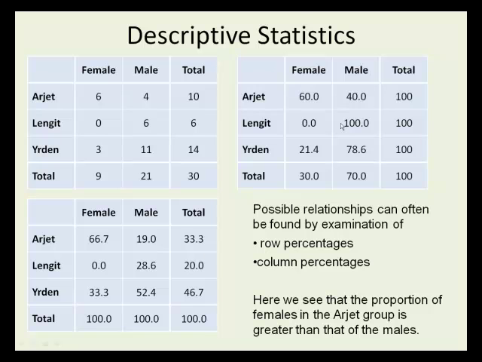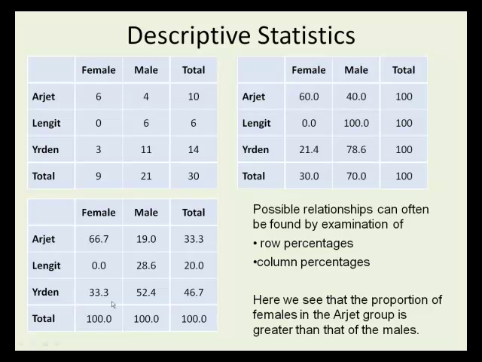So it's slightly more than among the general population, or among the general sample, slightly fewer Eardens. Lenggits, even more striking, no females at all, they're all males. And Arjets, completely reversed, more females than males. So overall among the population, 30% female, 70% male. Among the Arjets, it's 60% female and 40% male.